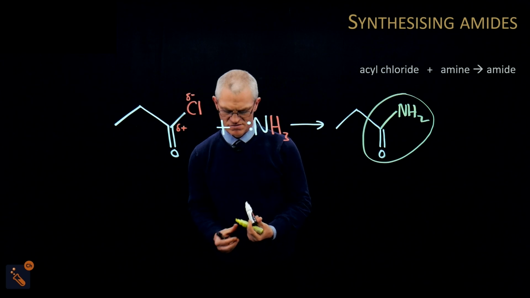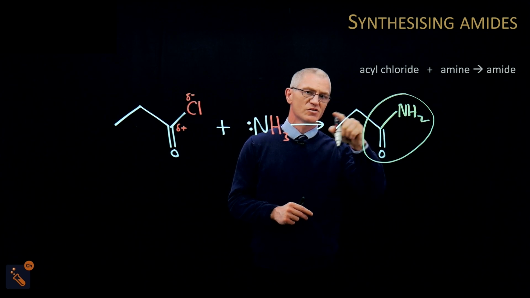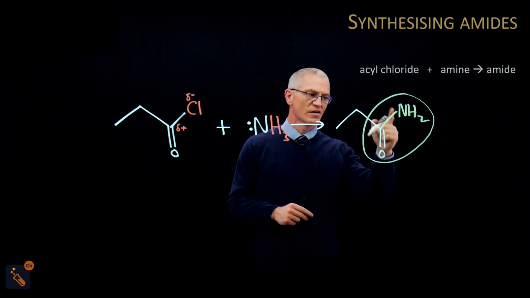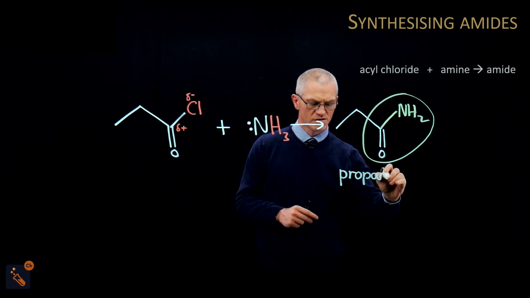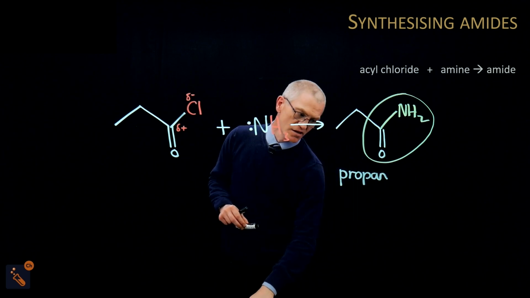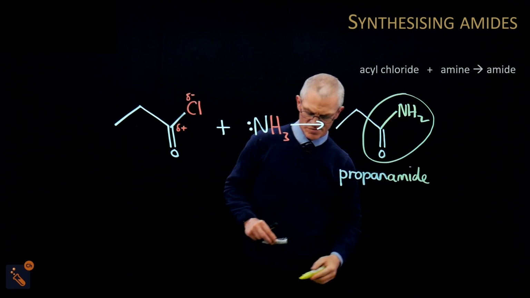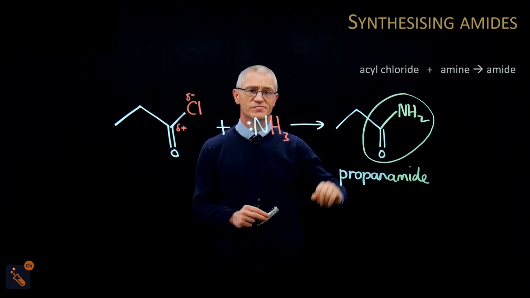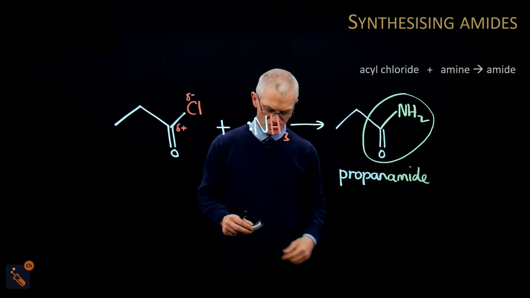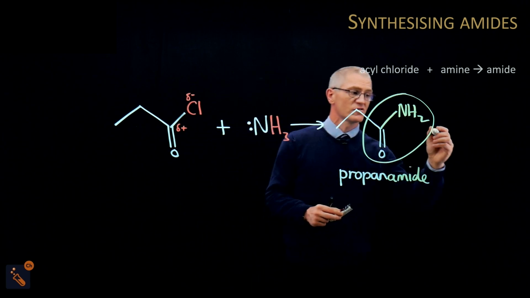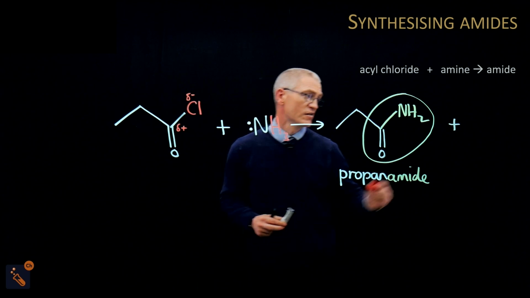Now, on top of that, we can name it. So if we look here, we've got 3 carbons. Because we've got 3 carbons, it's prop, and it's an amide. So it's called propan, and then you finish it with amide. So it's propanamide. And that's how you name it. Just do the chain, that's your stem, and then just put amide on the end. Now if we just finish off the reaction, we have that, and then that will create our HCl.